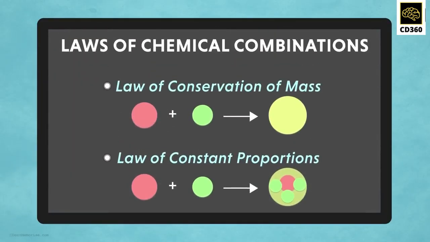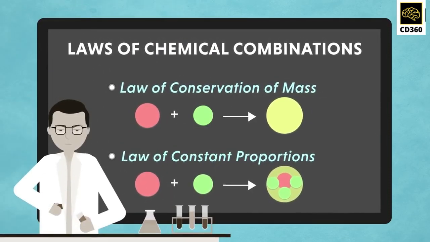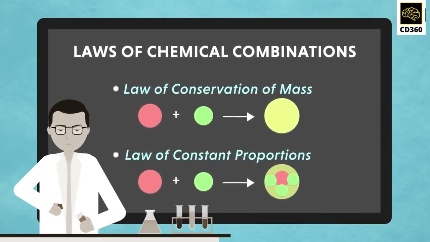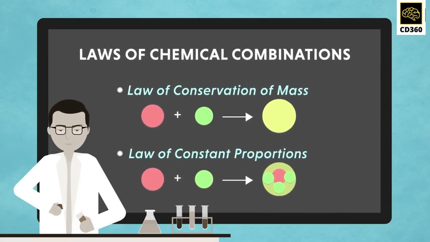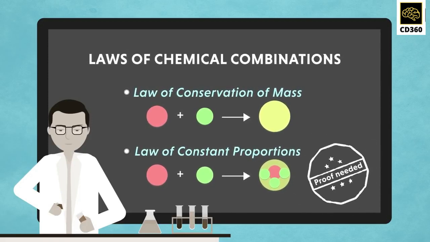Laws of chemical combinations created ripples in the stagnant pool of chemistry. They enabled scientists to carry out various experiments that helped in forming strong foundations in chemistry. However, the laws still needed experimental evidences and proofs. Only then would they be accepted.